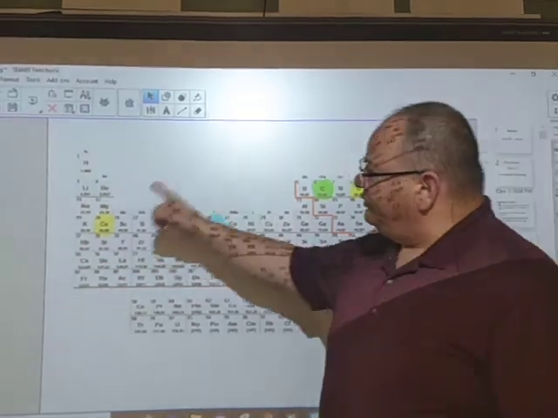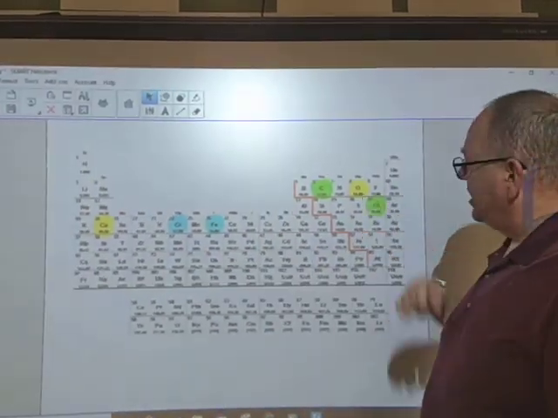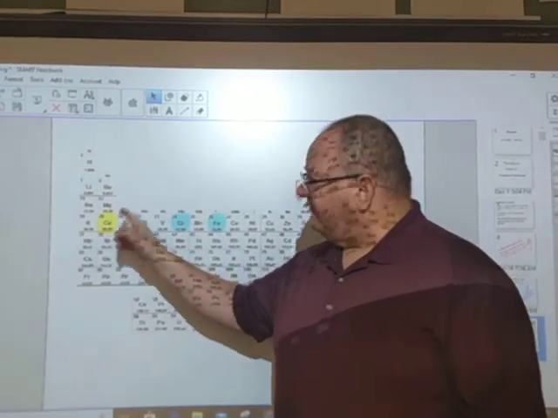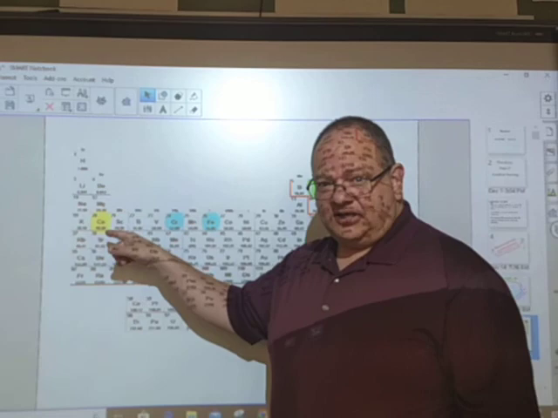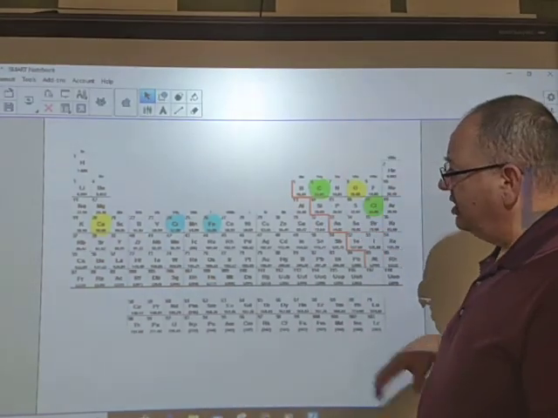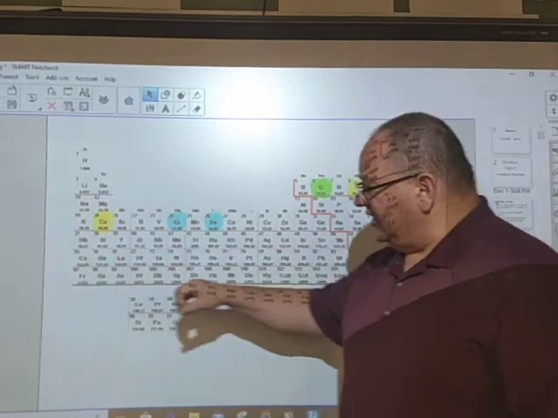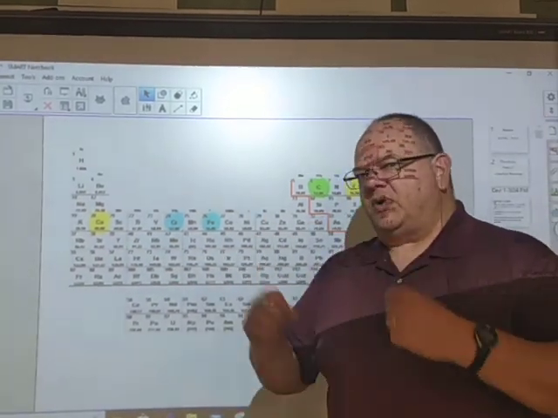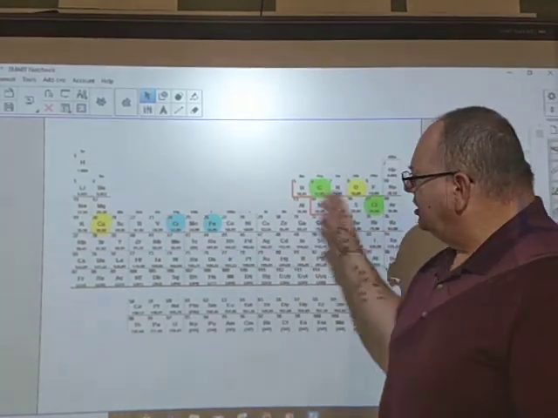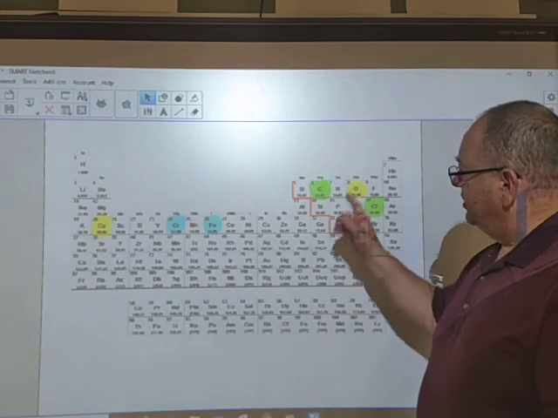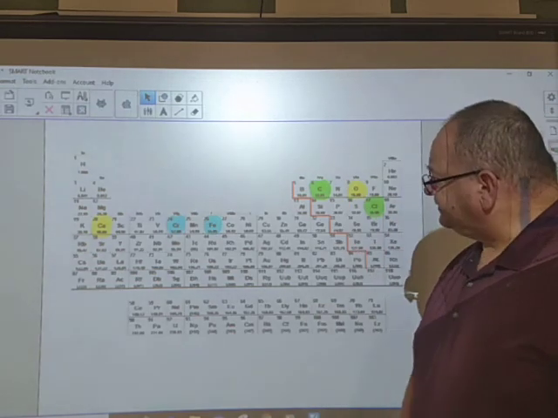What if we had a bond between calcium and oxygen? Well, calcium's way over here on the metal side. In fact, it's way over as an active metal. Oxygen is a very active non-metal. So low electronegativity, high electronegativity. It's probably going to be that transfer of electrons. We've got ionic bonding.